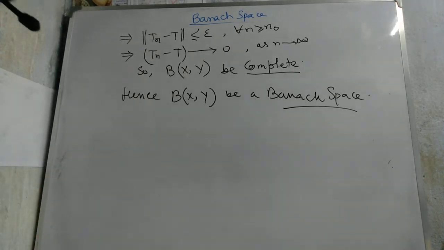This is an important theorem in functional analysis. When X is a normed space and Y is a Banach space, then we show that B(X,Y) is a Banach space. Why is Banach space needed? Since Y is complete, Tₙx is convergent. That means for Tₙx we have a Cauchy sequence, which is convergent, because Y is a Banach space, so every Cauchy sequence is convergent. So we do this proof.